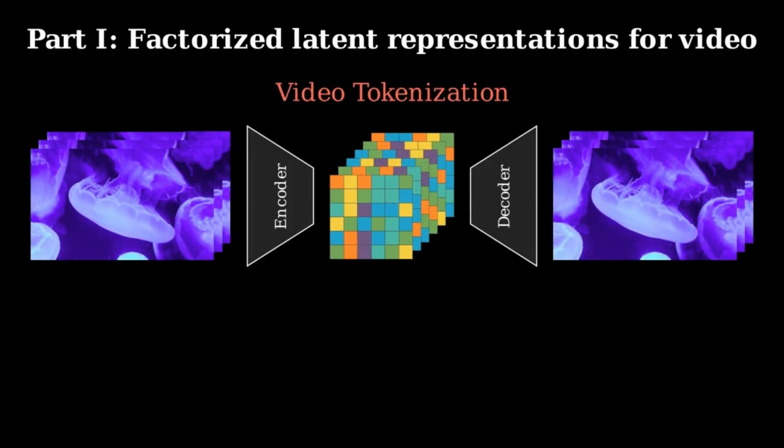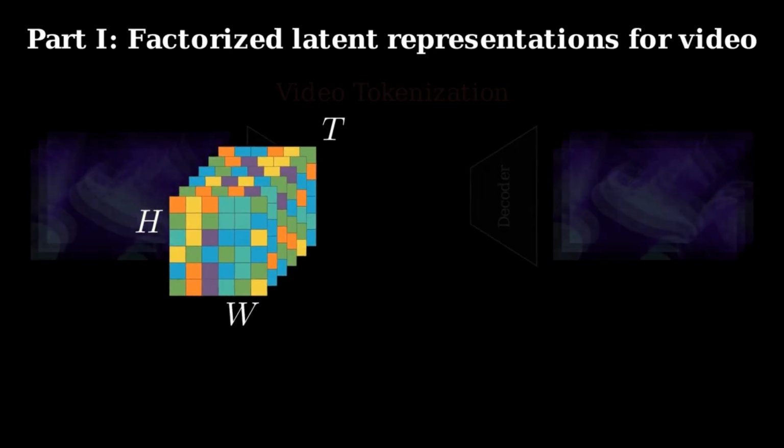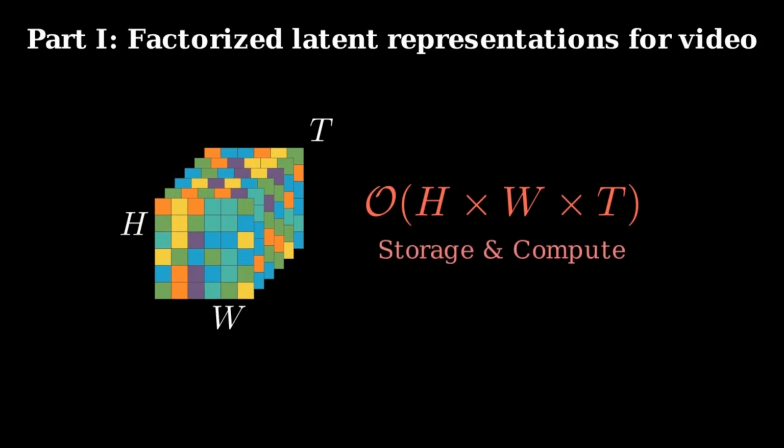But what happens when we transition from images to videos? When autoencoding sequences, such as frames of a swimming jellyfish, the 2D flat grid is no longer sufficient. The data must be converted into a 3D spatio-temporal volume. We now have height, width, and a crucial third dimension, time. And here lies the core problem: video tokenization.